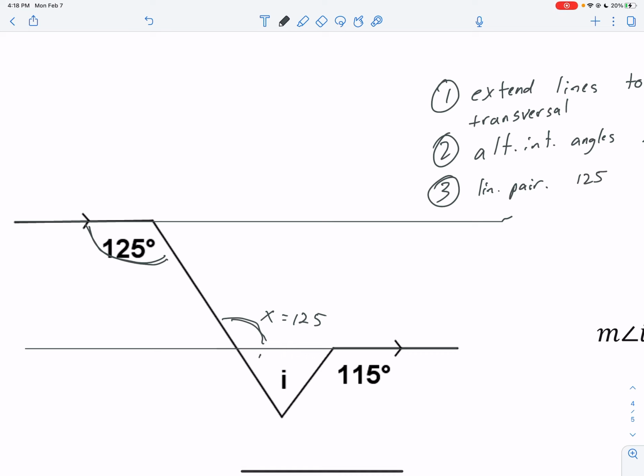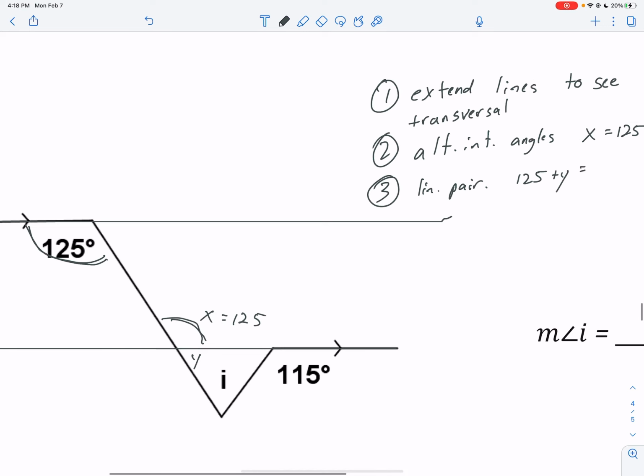125 plus y equals 180. Subtract 125. And then we get y is equal to 55.